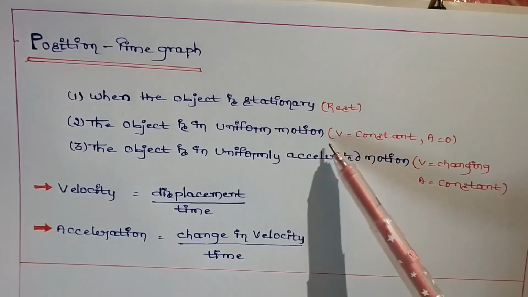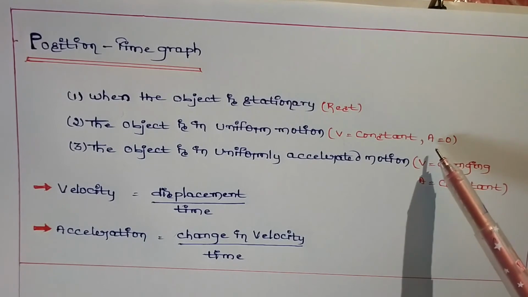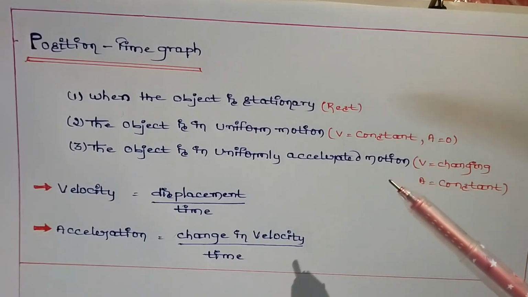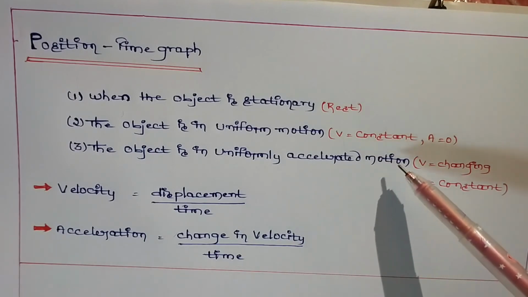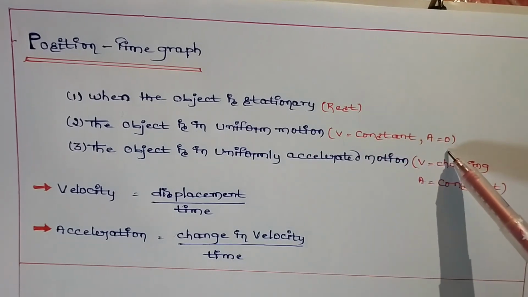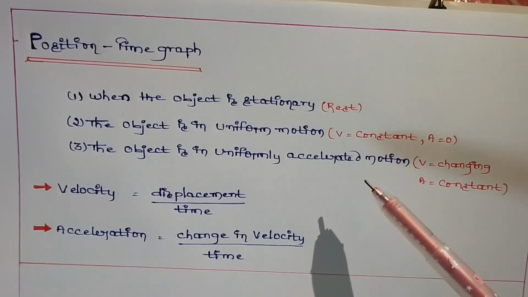Uniform motion means velocity v is constant and acceleration is 0, because the vehicle is not picking up speed. Then we can say that acceleration is 0. Velocity is constant means, let us take an example.